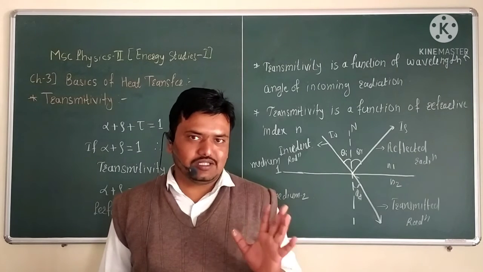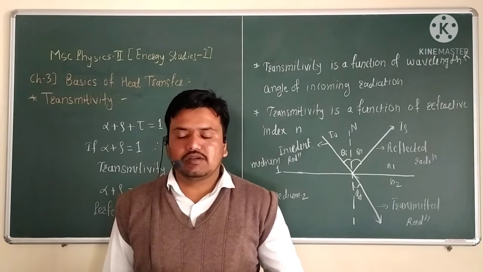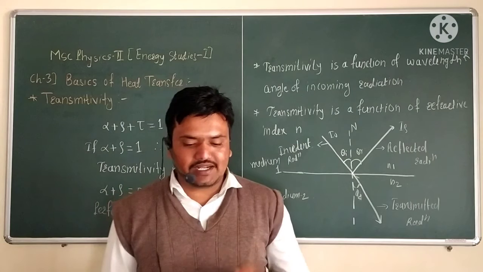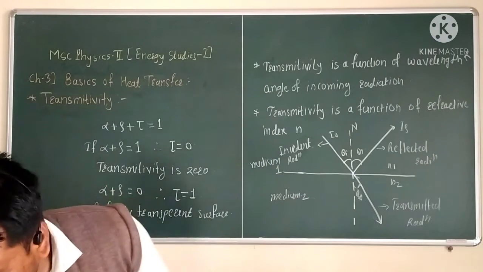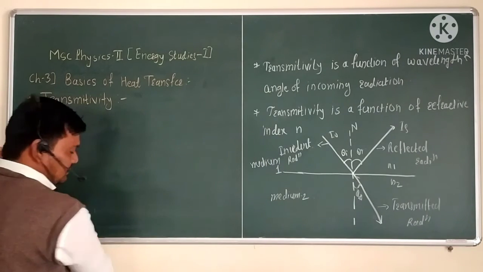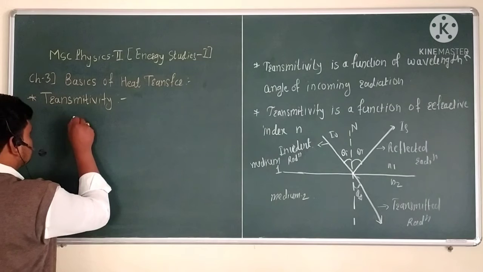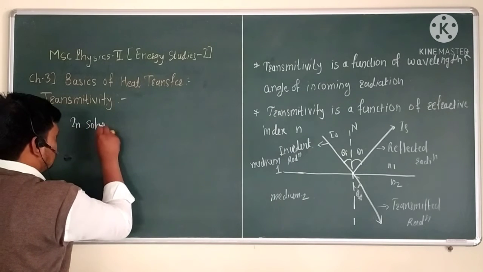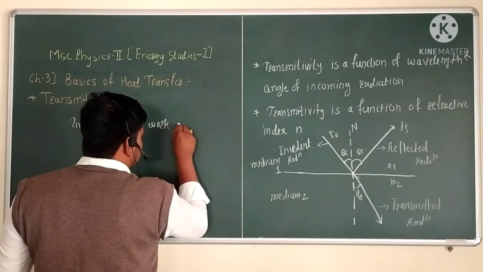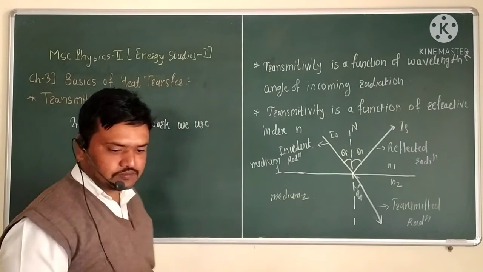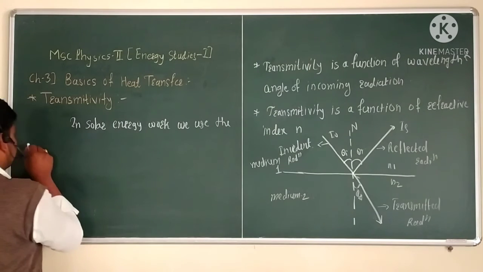In solar energy work, we use the black body concept, which gives an approximate radiation pattern from actual bodies.